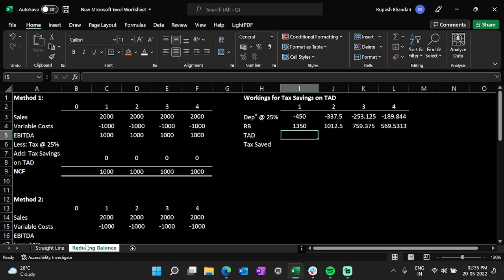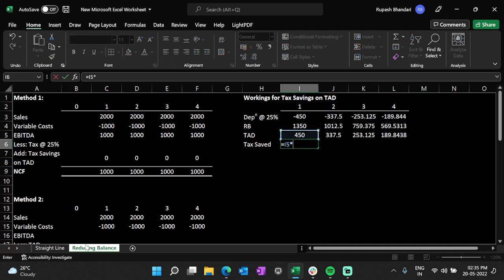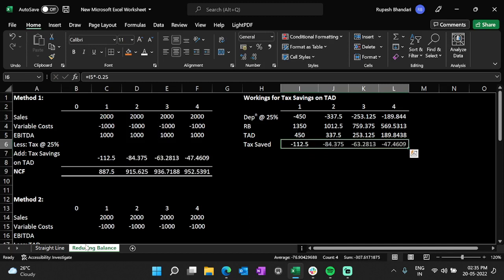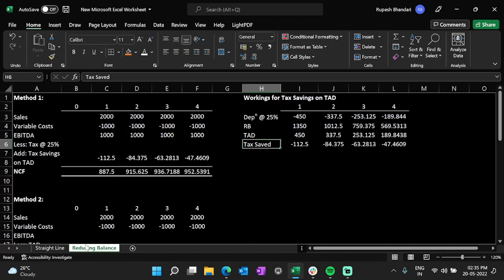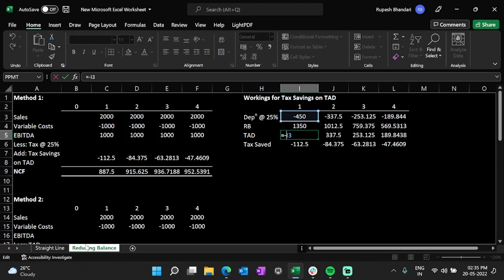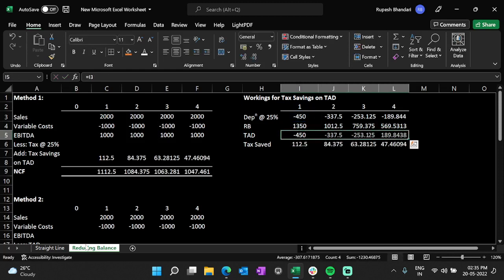So how much will be the TAD? The TAD in this case will be the same figure but in minus. I'm just doing it for the normal scenario in this case. Control R. So how much is the tax saved? It is this figure into minus 0.25. So we are saving that much tax, right? And then how much is the TAD total? Why are we doing it? It should not be minus. It should be minus in minus.